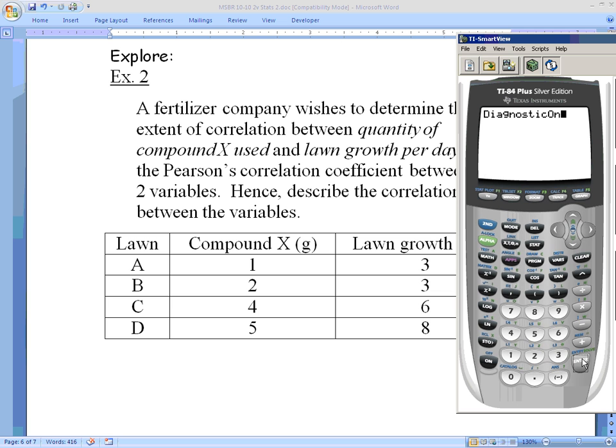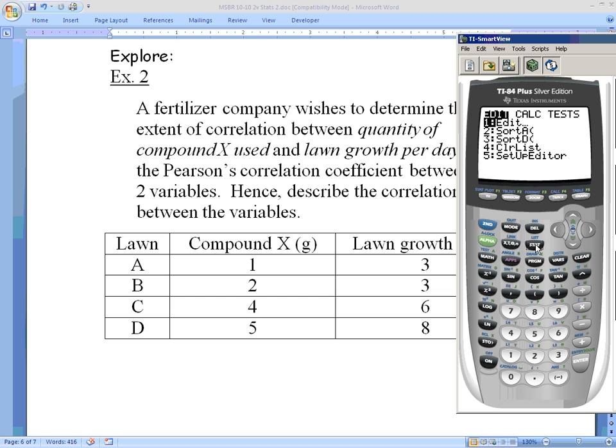And now I press enter. Nothing happened. I press enter again. It says done. You need it to say done. Otherwise, it didn't do anything. And what that's going to do is allow our calculator to give us the correlation coefficient. If you don't turn that on, it won't give you R. You only have to do that once. The next time you power on your calculator, diagnostics will still be on. It's sort of like when you switch your calculator from radians to degrees. It stays where you left it. So we're fine unless we reset our calculator or borrow someone else's.